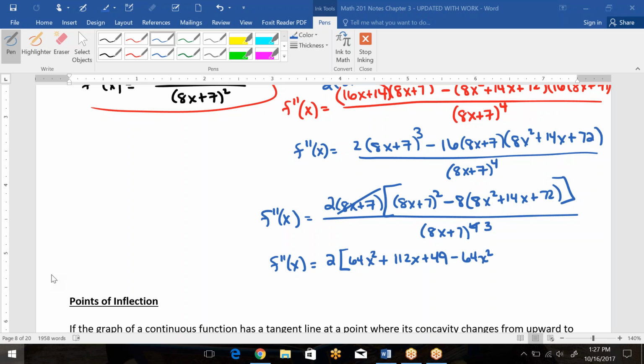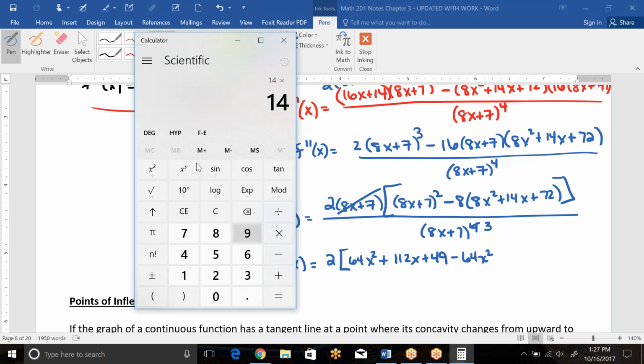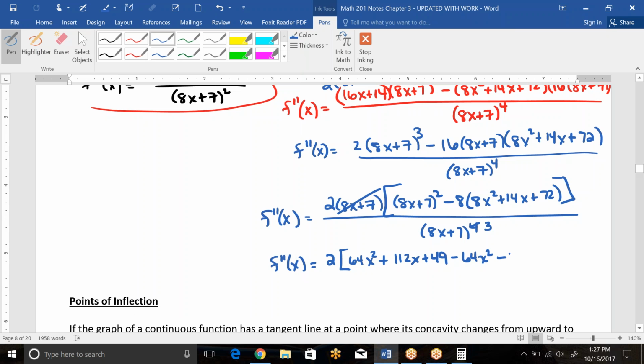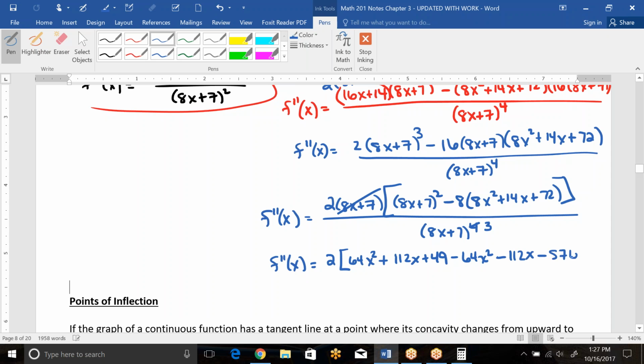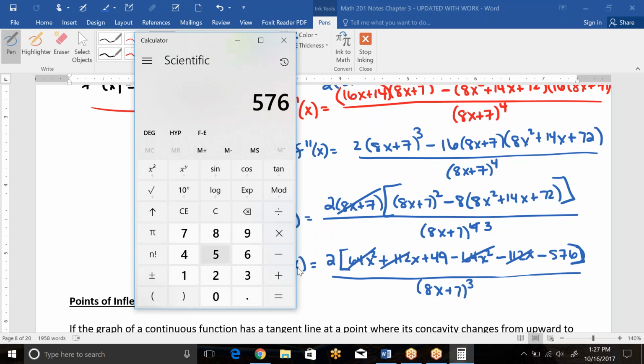14 times negative 8, off the top of my head, I don't know. So 14 times 8, so that's negative 112. So the negative 112 x's are going to go. And then we have 8 times 72, and it's going to be negative, and that's negative 576. So quite a few things are going to cancel out on the inside in there. And then this is 8x plus 7 to the 3rd. So my 64x squareds are gone. My 112 and negative 112x is gone. We just have 49 minus 576. And that's negative 572 times the 2 that's out front. So negative 1054 all over that.